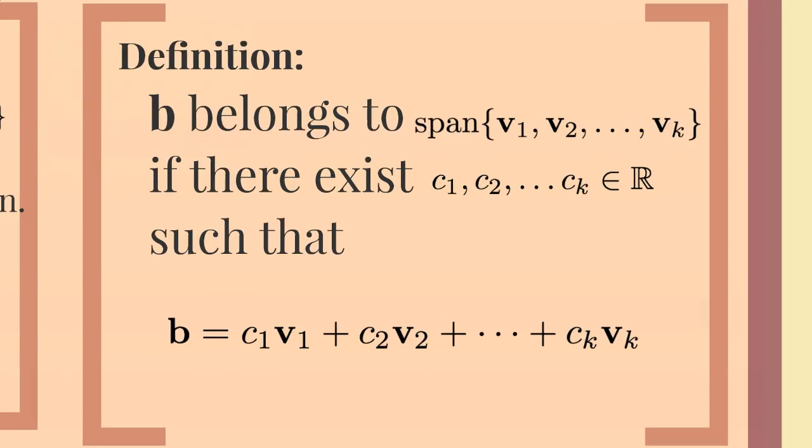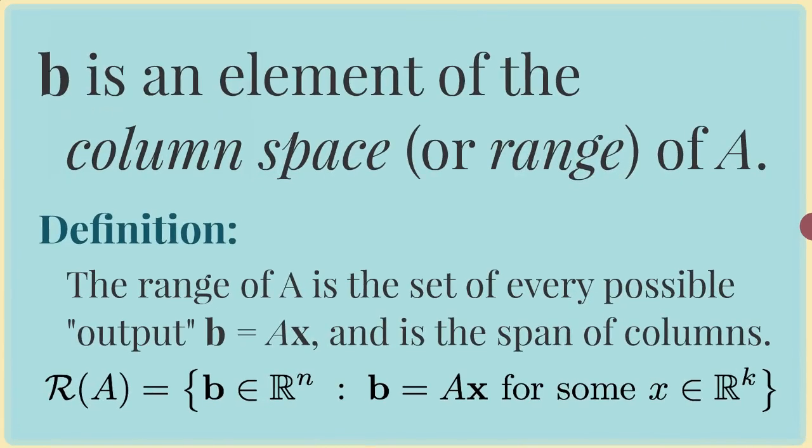So again, what we just said is that b belongs to the span of v1 up through vk exactly when b belongs to the column space of the matrix that has those vectors as its columns. But that's kind of a circular definition. The more interesting thing here is that it means that b is equal to A times some vector x. And that means that it's in the range of this matrix as well.